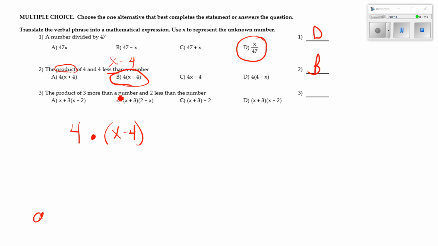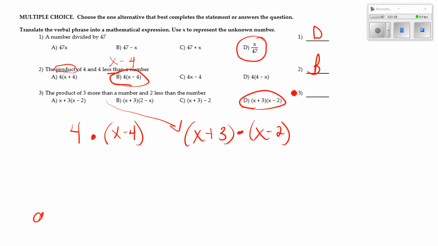Number 3, the product of 3 more than a number and 2 less than the number. So again, that's written backwards from how you read it. 3 more than a number would be x plus 3. The product of means times. 2 less than the number would be x minus 2. So x plus 3 times x minus 2 would be D, my answer there.